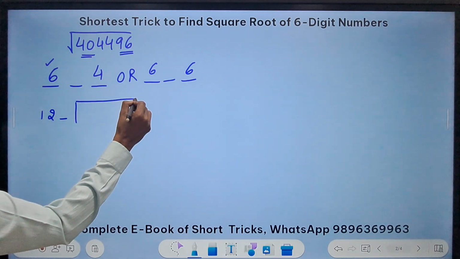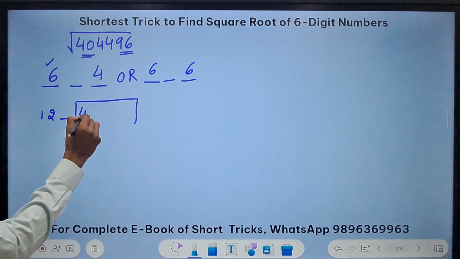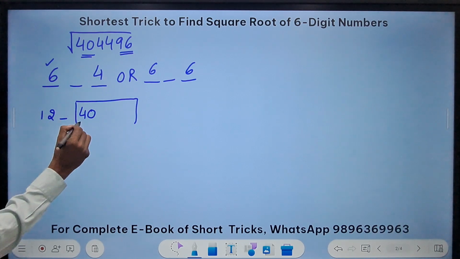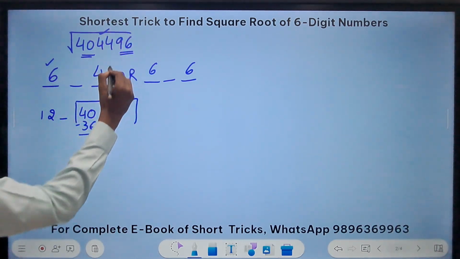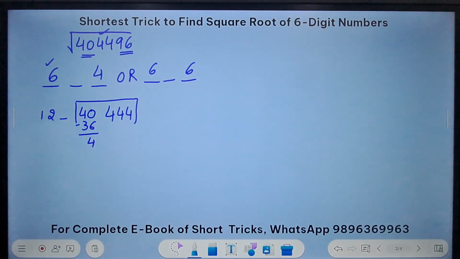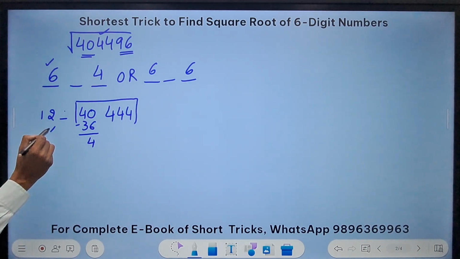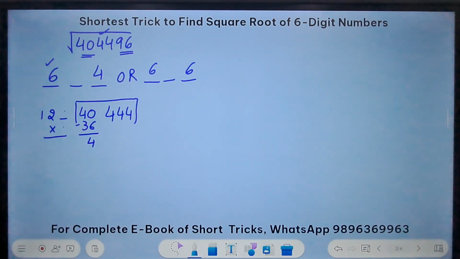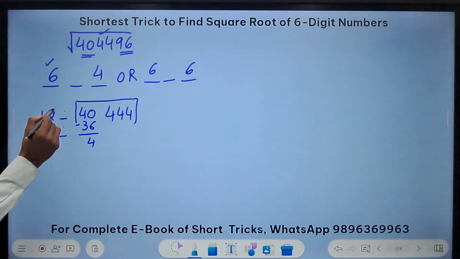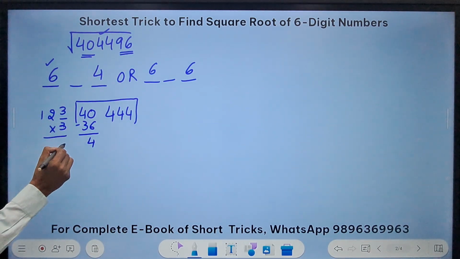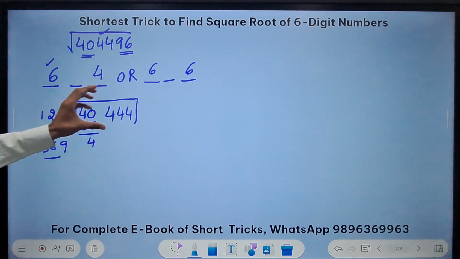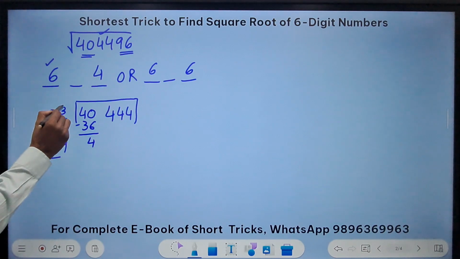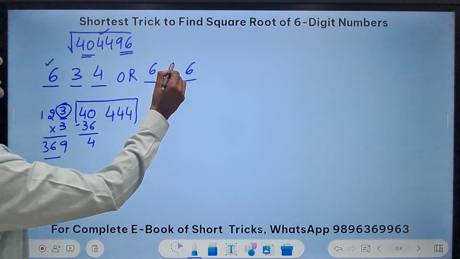space, and then write the first pair 40. 6 square is 36, subtract, you get 4. 4 followed by the second pair 44, 444, and now I have to choose a digit which when multiplied by the same digit gets me closest to 444, and that is 3. 123 times 3 is 369, which gets me closest. If you choose 4, you will exceed this number, which I don't want. So the middle number is 3.